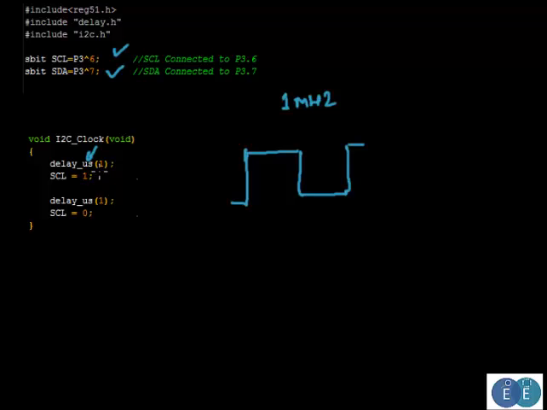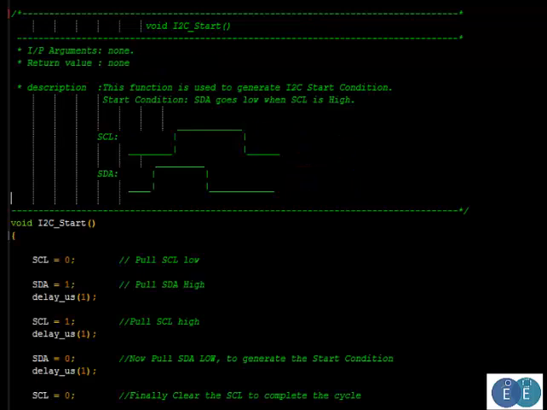So it generates not 1 microsecond, but for every count we give here it generates 10 microseconds. So it is a total of 20 microseconds of pulse which the clock generates. So it's a pretty simple function. Now the next is the start condition.